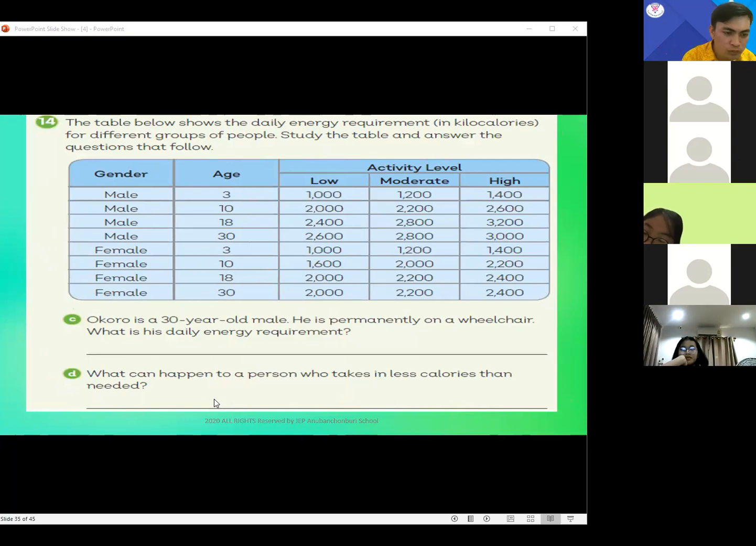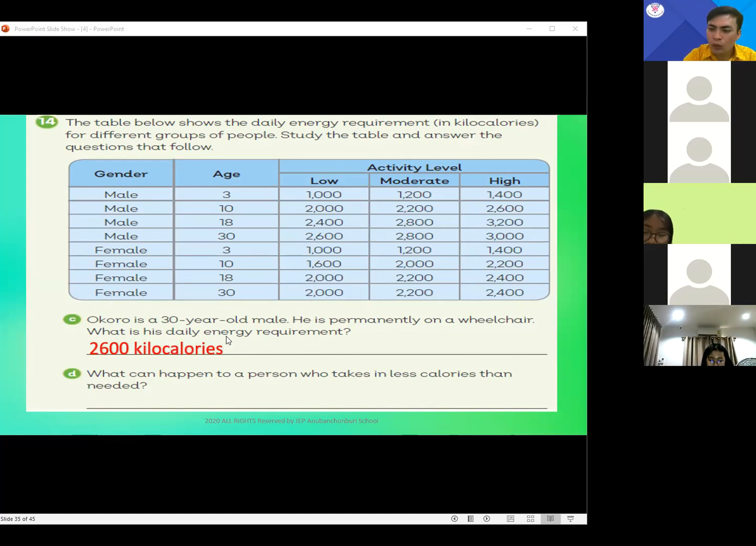Ukuro is a 30-year-old male. He is permanently on a wheelchair. Maybe he met an accident or he was born with an illness. So what is his energy requirement daily? What is your answer? 2,600. Paradi, what is your answer? 2,600 kilocalories. Okay, I will give this one to Paradi. Very good, Paradi. Those people who have a lot of scores already, like Nataya, let's give chance to your classmates who don't have a score yet. So the answer is 2,600.